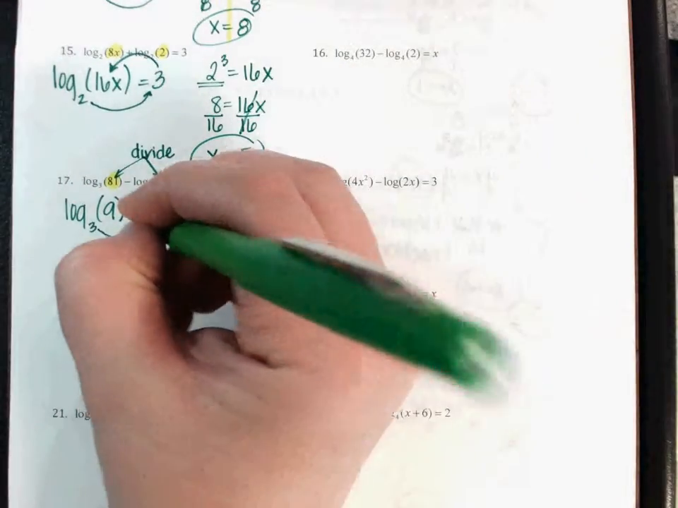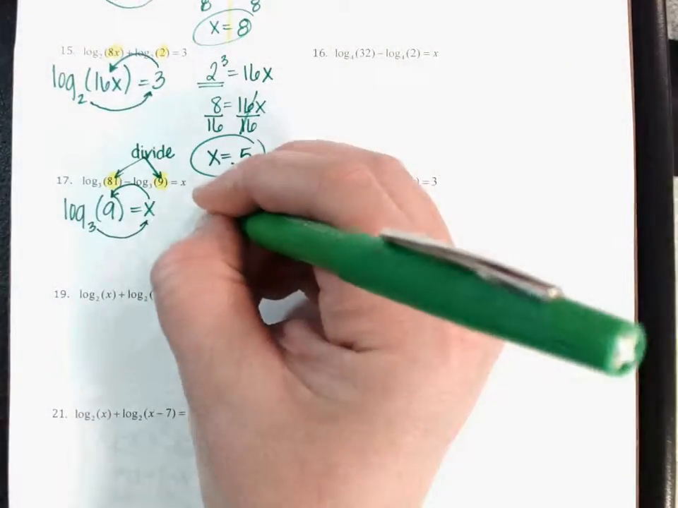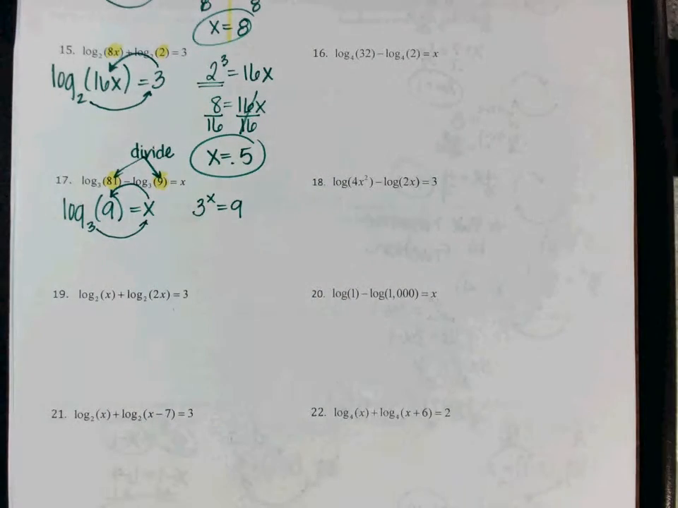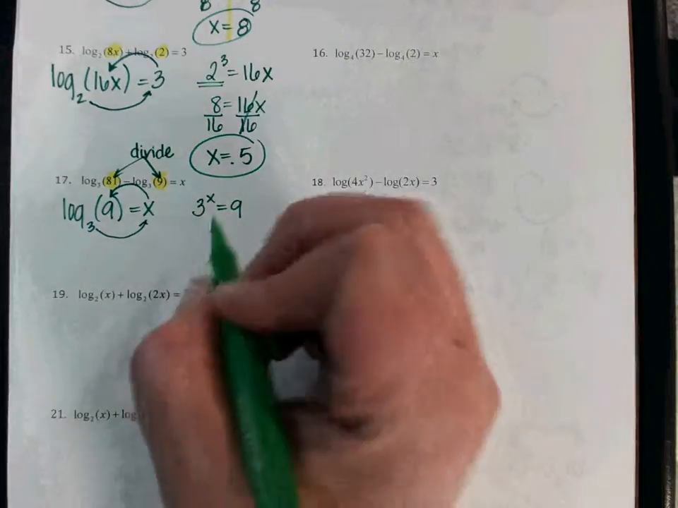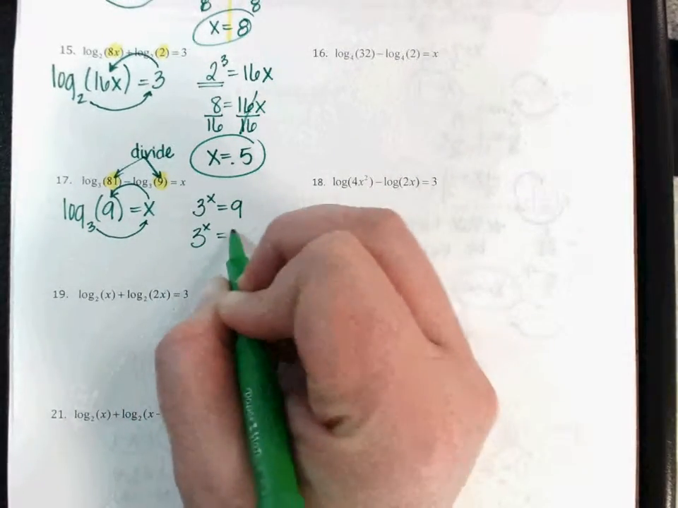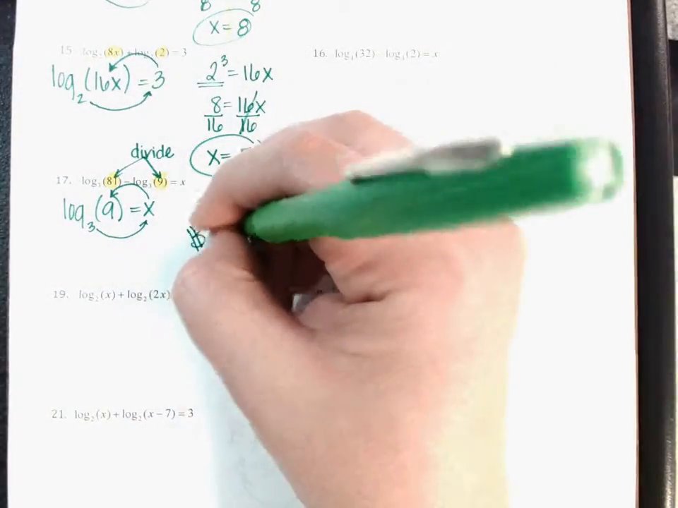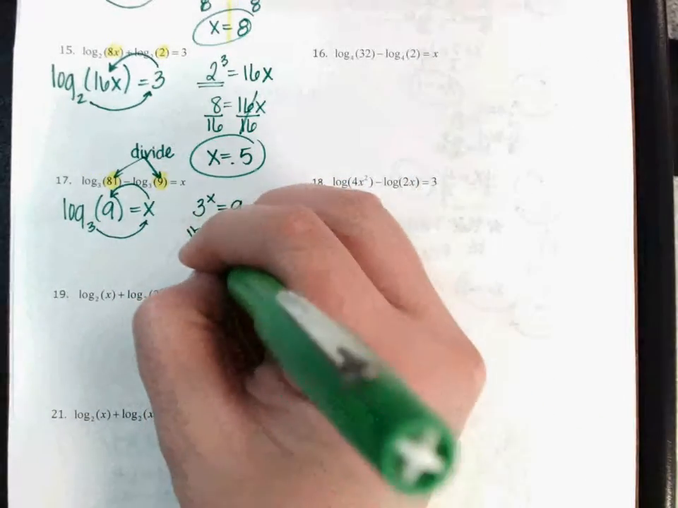3 up to the x equals 9. And then when I see that my x is little bitty like that, that's where you need your chart. What is 9 as a base 3? 3 squared or 3 to the 2? Very good. So it'd be 3 to the x is 3 to the 2. Yep, cross out your 3's, and you don't even have to finish solving it. X has to be 2.